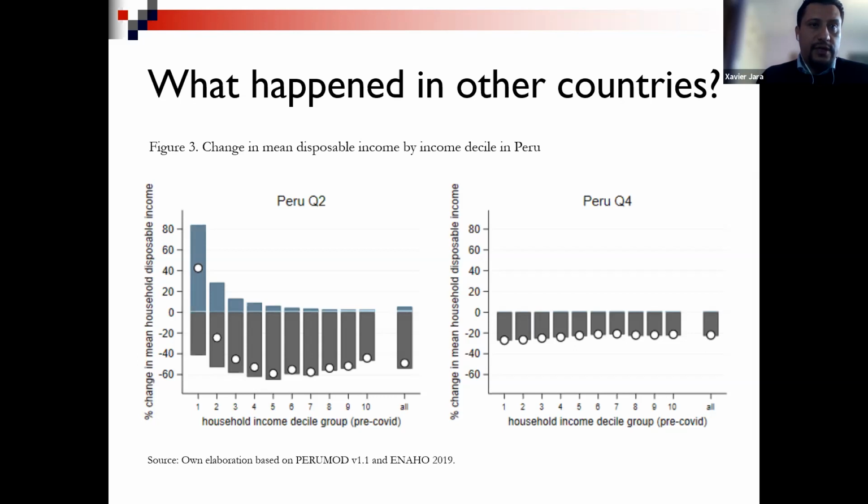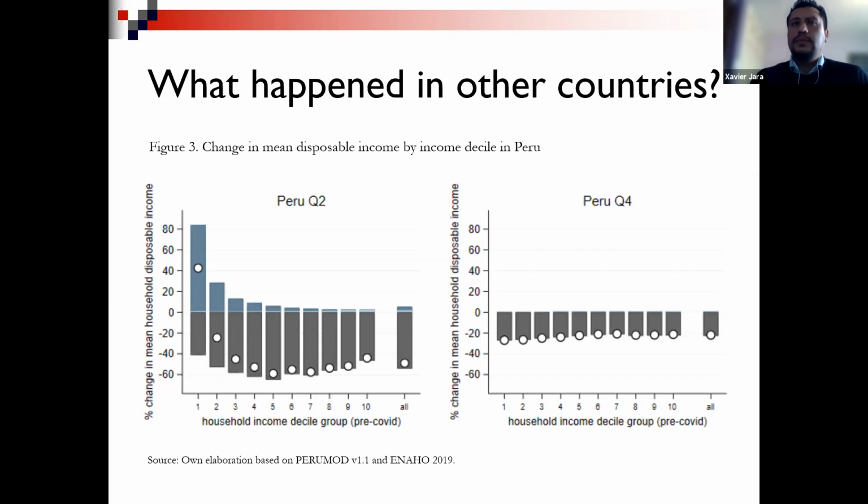So we observe that for decile 1, earnings fall by around 40%, but COVID-related policies represent around 80% of mean disposable income in that decile, meaning that in the second quarter of 2020, for the first income decile group, we observe an increase of around 40% in mean disposable income at the end of the distribution. We also observe in Peru an effect of automatic stabilizers at the top of the distribution, in particular for decile 10, but then again, as was the case in Ecuador, it's mainly at the top of the income distribution that we observe the effect of automatic stabilizers, whereas they play no role at the bottom of the distribution, okay?